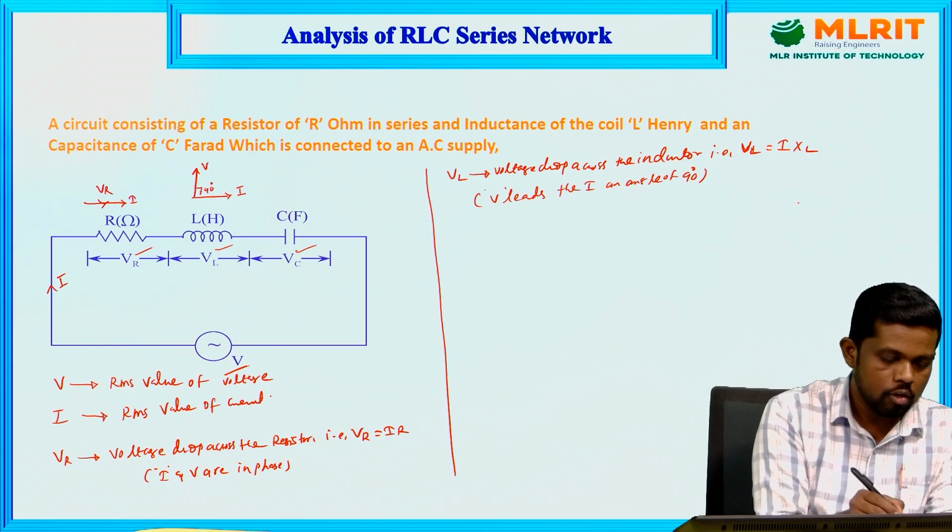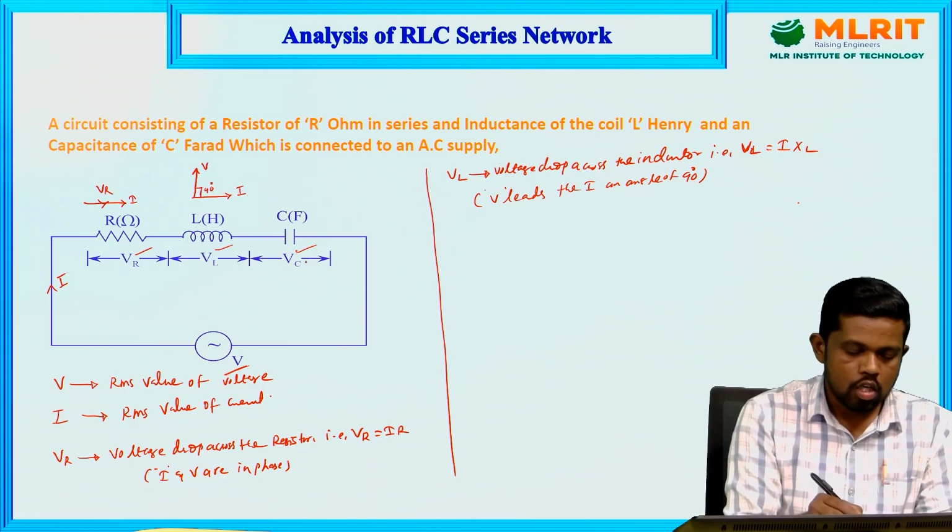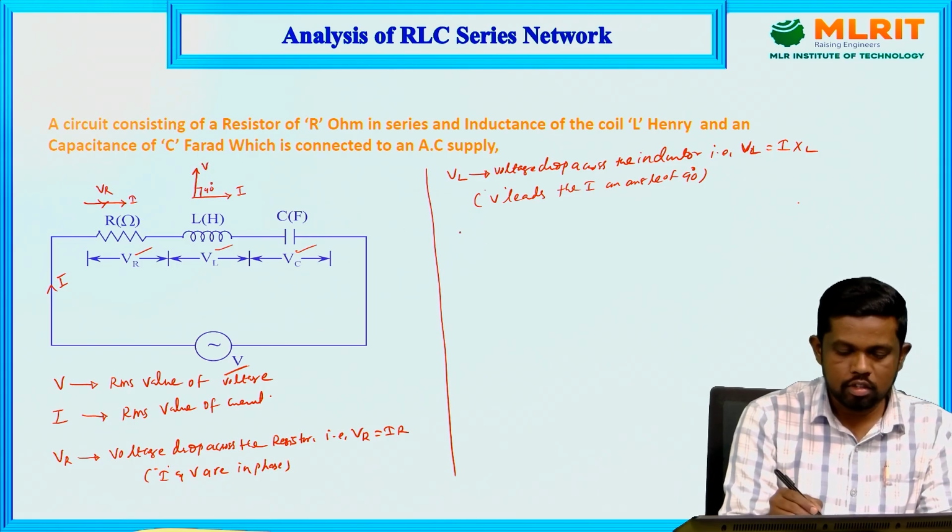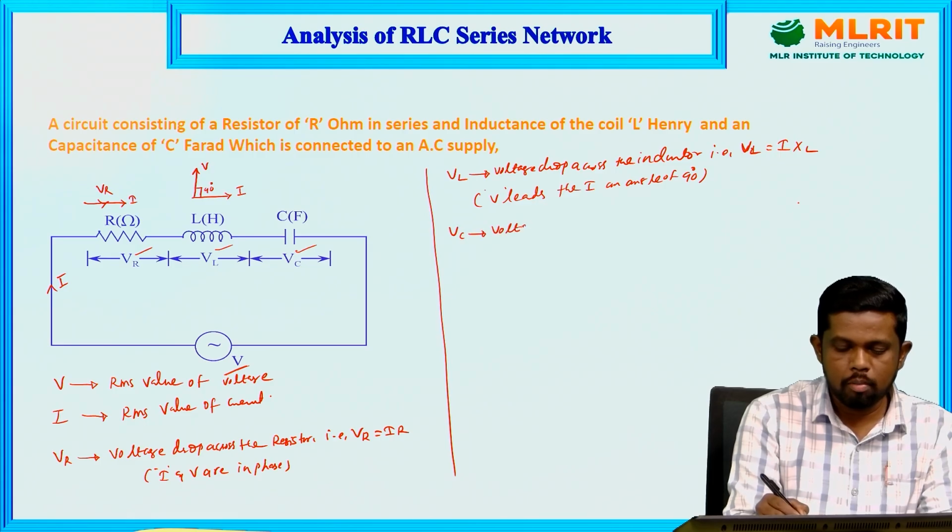Then the last phasor is VC, where VC is the voltage drop across the capacitor.